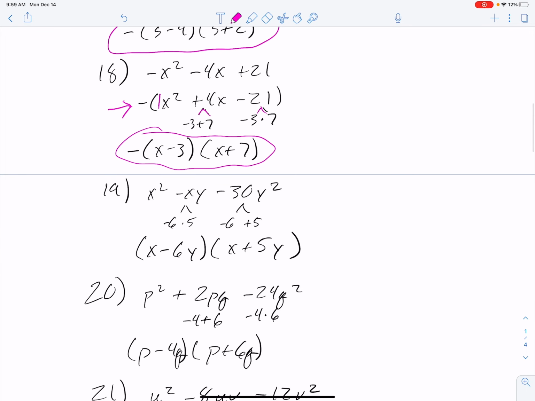19, very similar again to what we had talked about the other day. Leading term is 1, but notice we've got the y squared. So I know my binomials have to start x and x. The last term has to be y and y. And now I just need factors of negative 30 that add up to negative 1. You'll notice I wrote my signs wrong. Negative 6 times 5 is negative 30. Negative 6 plus 5 is negative 1. And so I've got my values.